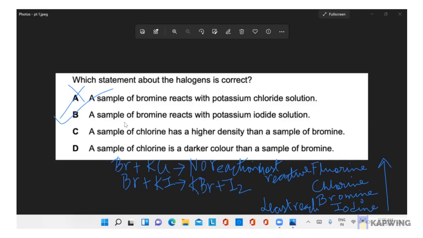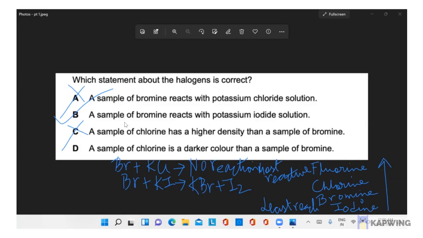A sample of chlorine has higher density. As we know, in the halogen series, as we go down the group from fluorine to iodine, the fluorine will be in gaseous state, and as we go down, it will slowly move from gas to liquid to solid state. So as per this, bromine, since it is located lower than chlorine, will have a higher density as compared to chlorine. But over here it is saying the reverse thing, chlorine is having high density. So even this is not correct.